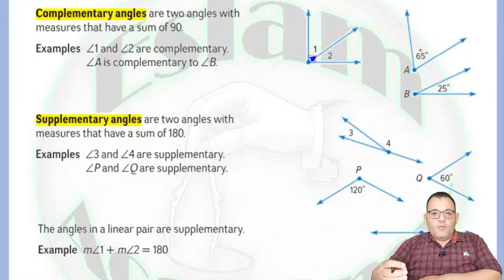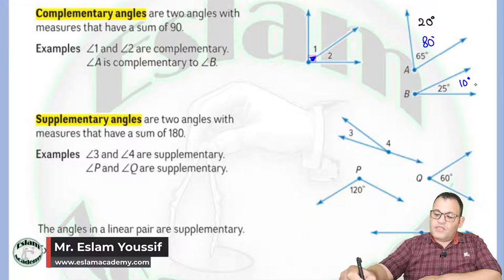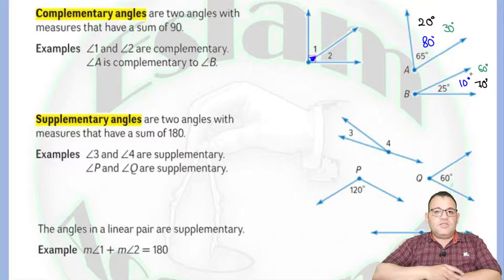If you know the measure of one of the complementary angles, you can find the other one by subtracting from 90 degrees. Suppose that this angle is equal to 10 degrees. You can find the measure of angle A by using 90 minus 10 equals 80 degrees. Suppose that the measure of angle A is equal to 20 degrees. You can find the measure of angle B by subtracting from 90, which equals 70 degrees. Or if angle A is equal to 30 degrees, subtracting from 90 gives the other one, B, equal to 60 degrees. So two angles are said to be complementary if their sum equals 90 degrees. If you have the measure of one of them, you can find the measure of the other by subtracting from 90 degrees.